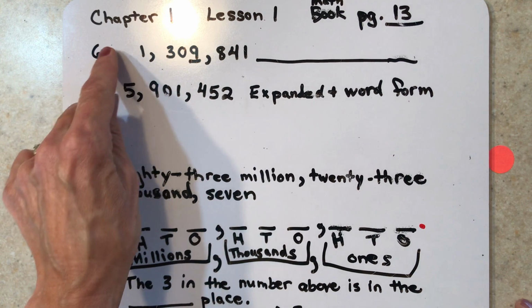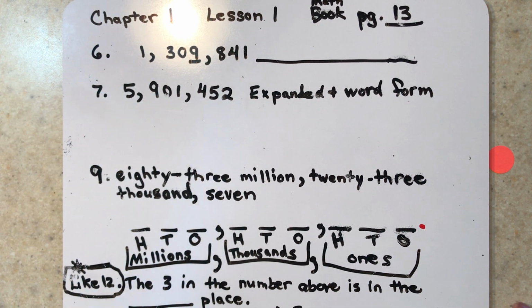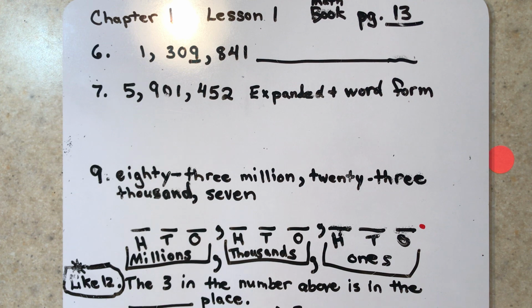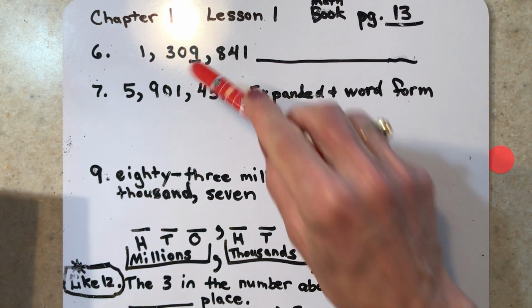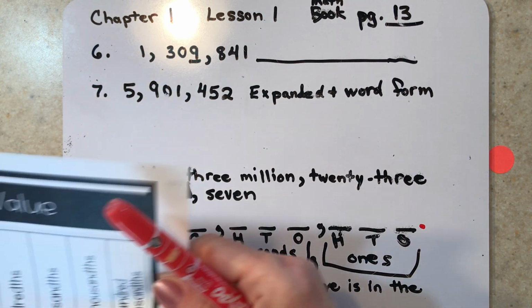So on Chapter 1, Lesson 1, book page 13, I took a few examples from the page, and I'm starting with number 6 on page 13. On number 6, the directions are write the value of the highlighted digit. I didn't highlight, but I underlined the 9. So then I asked myself, what is that worth? What is the value of that 9? Because it happens to be sitting in that spot, that place value.